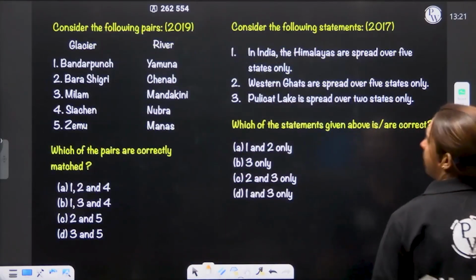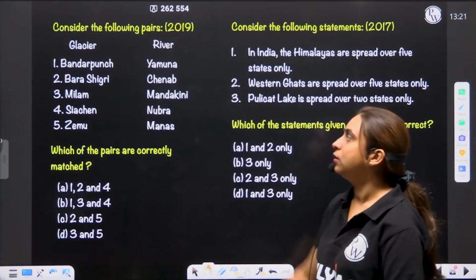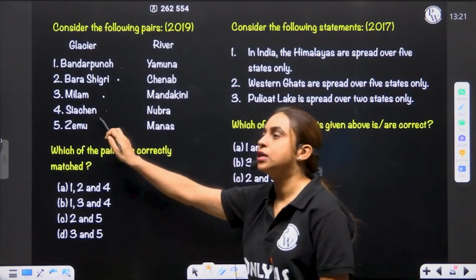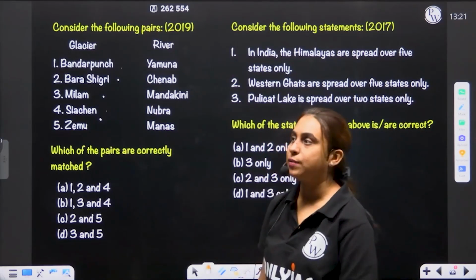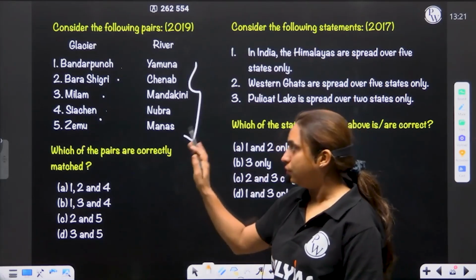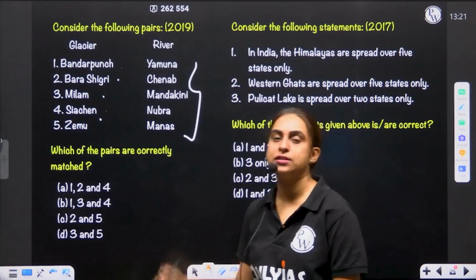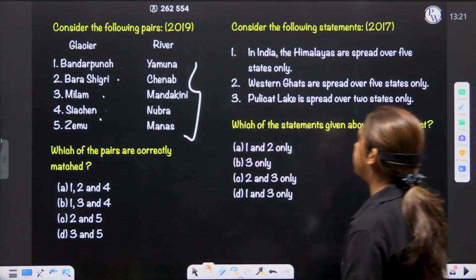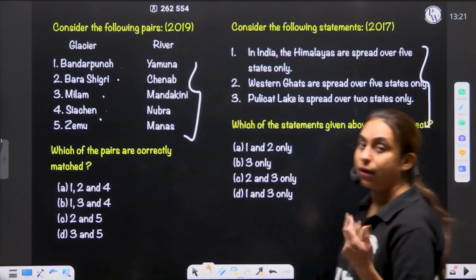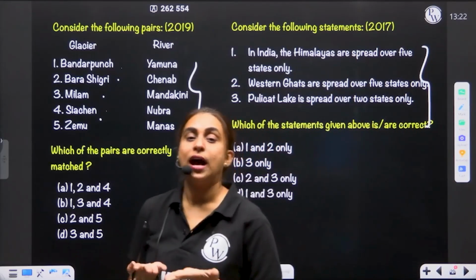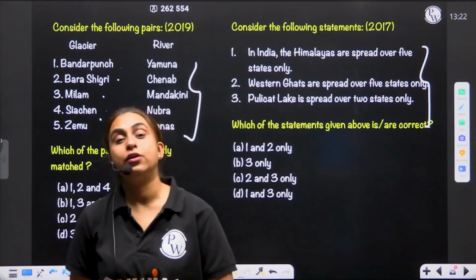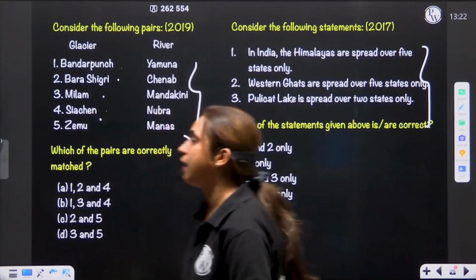Now, if I talk about the other, Bandarpunch Glacier, Barashigli Glacier, Milam Glacier, Siachen Glacier, Zemu Glacier, glaciers have been given and the rivers have been mentioned. So we will have to have some time before we can answer this question, the question of 2019. This 2017 question will also take some time. I am not answering the questions as of now because I have just covered the river system. I'm just letting you know what kind of questions have been coming in the examination.